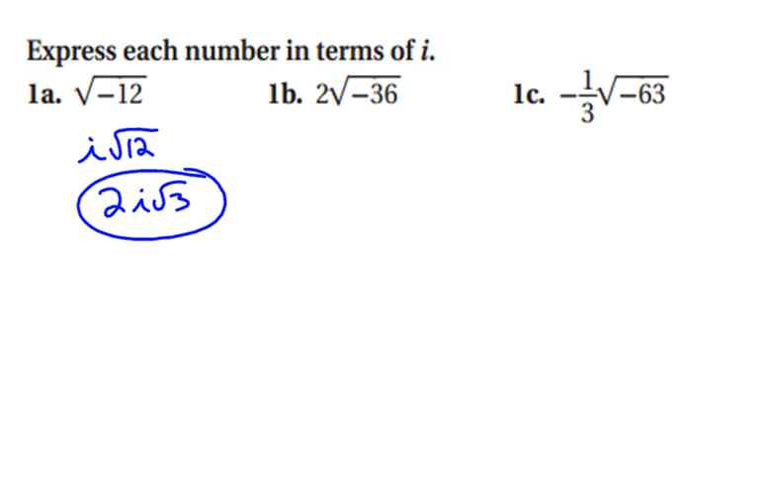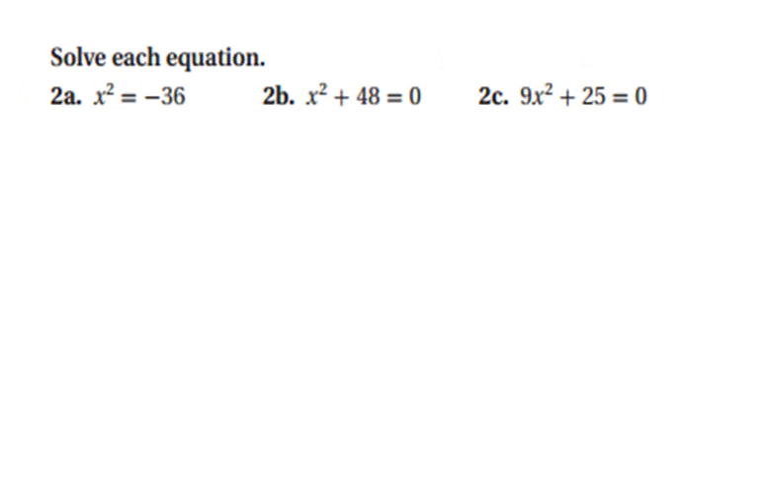In all of these others, it's the same idea. You simplify whatever you can. When you have that negative under the radical, that becomes your i. That's how to simplify.